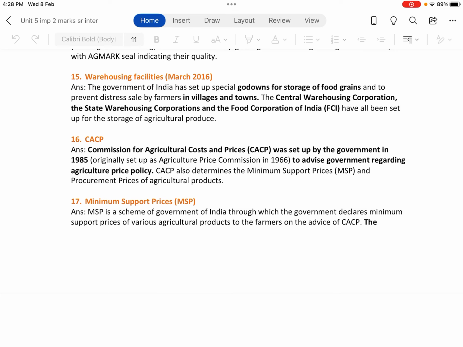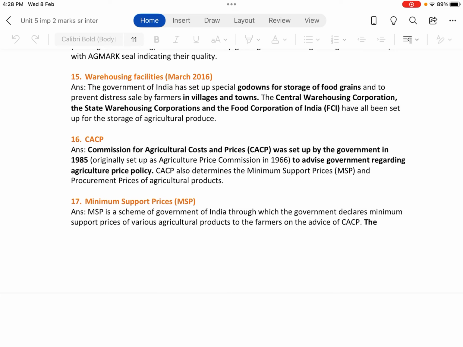17th question, minimum support prices, MSP. MSP is a scheme of the Government of India through which the government declares minimum support prices of various agricultural products to the farmers on the advice of CACP. The government assures the farmers that their agricultural produce will be purchased through FCI at the MSP, thereby preventing distress sale. And now what is happening?